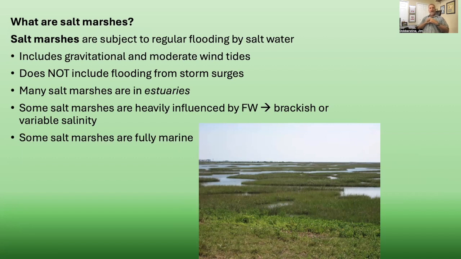And some salt marshes are very heavily influenced by fresh water. That's true in Galveston Bay. We have salt marshes that are in areas that are probably more fresh than salt on many occasions, certainly up in Trinity Bay and the upper part of Galveston Bay proper, kind of near the San Jacinto River. And then there are others that are fully marine.